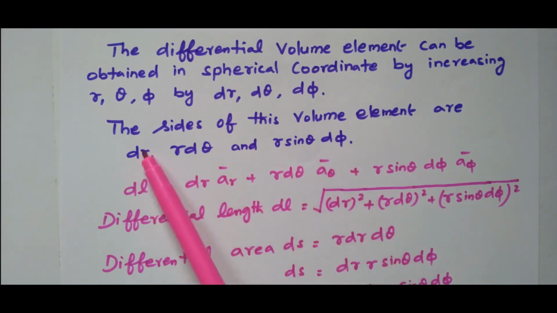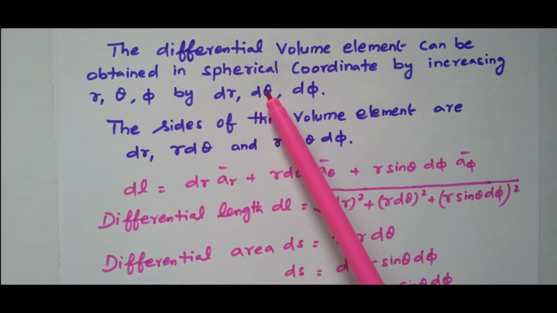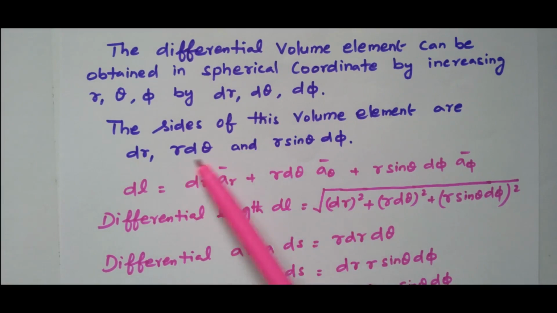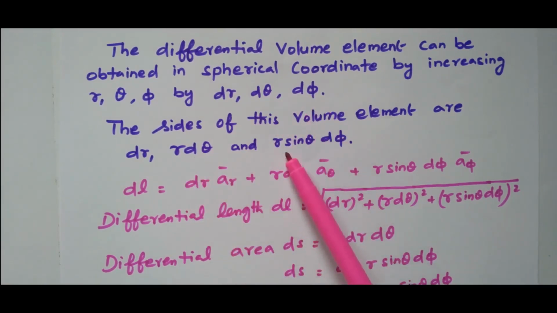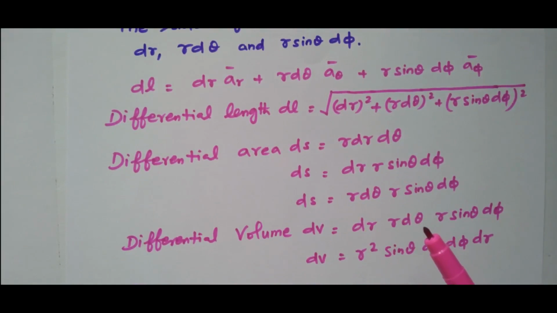So this is also length, this is also length, this is also length, right? So we cannot go with an angle. So the equivalent angle is converted into length. D theta is r d theta. D phi is r sin theta d phi. From these three parameters, we can easily calculate the differential length, volume and area.